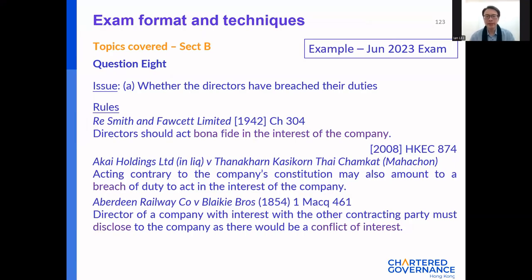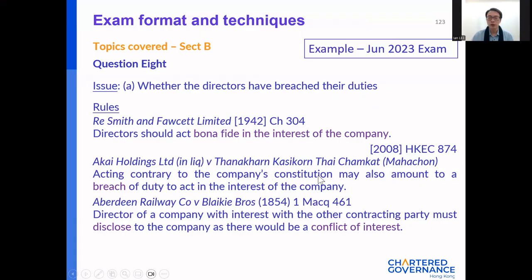Okay, so whether the directors have breached their duty. So I think Smith and Fawcett will be one. So its directors should act bona fide in the interest of the company. And then in Akai, it said acting contrary to the company's constitution may also amount to a breach of duty to act in the interest of the company. So the first case is telling you that is the fiduciary duty, that is the director's duty. The second case is telling you of an example of when it may be a breach of that duty. So in that case, the example was doing something against your company's articles.